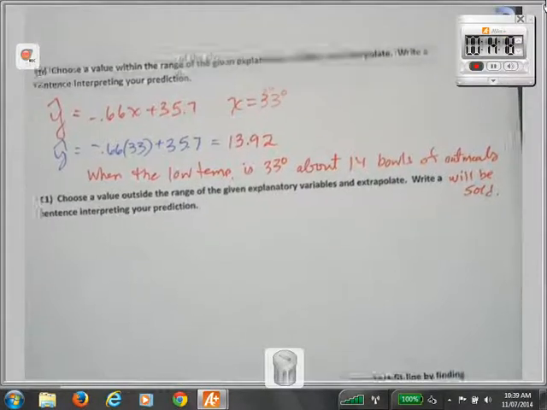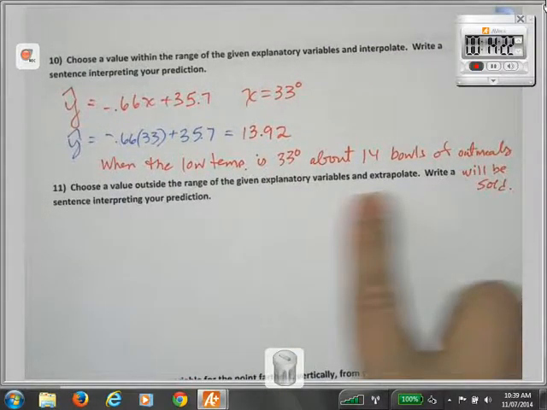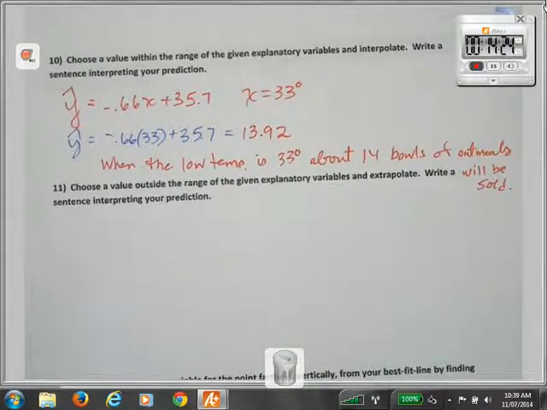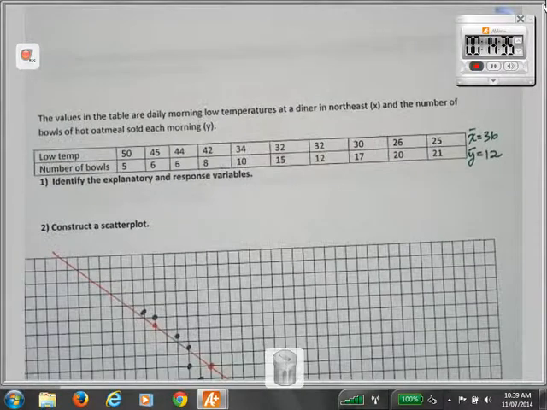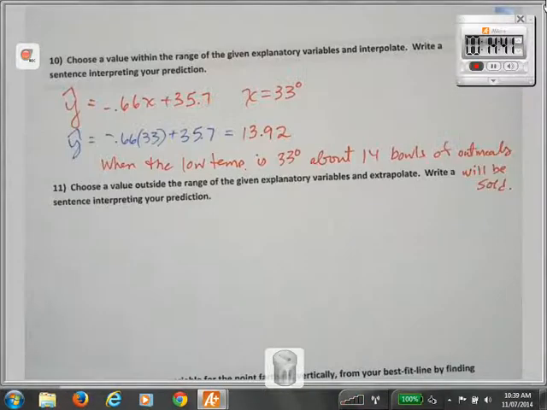So number 11 is going to work the same way, except that we are extrapolating. And extrapolating is choosing a value outside the range of the values that are the explanatory variable, the x values. Okay, again, our range goes from 25 to 50. So I'm going to pick 10 this time. What happens when it's 10 degrees?